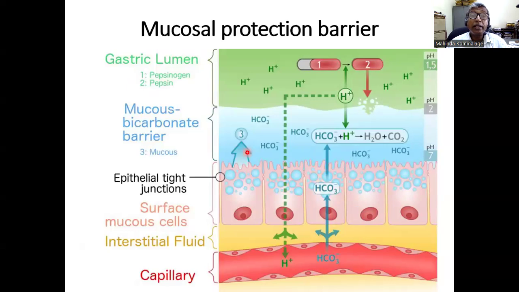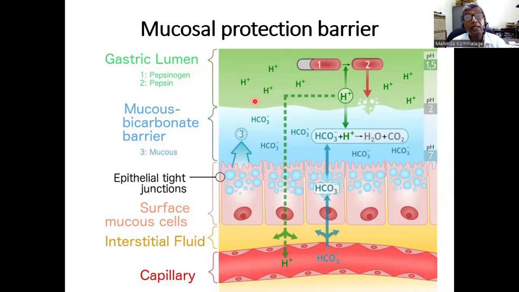Today I will explain the mucosal barrier function. Since we produce a lot of HCl, it's very easy to destroy the internal epithelium or internal cell layer of the stomach. To prevent that, we have a very good barrier, a protective layer, which mainly consists of bicarbonate and mucus, right?